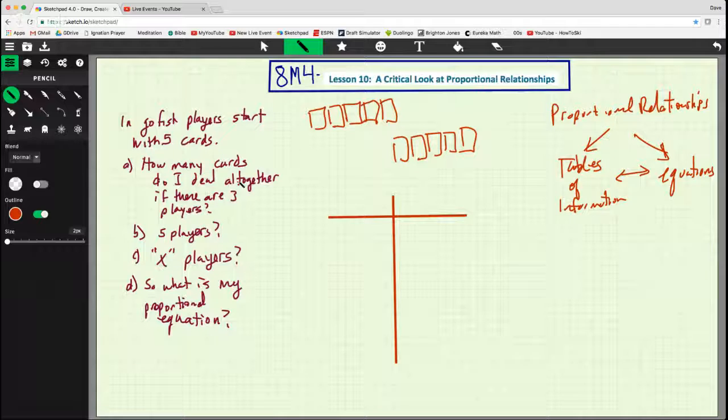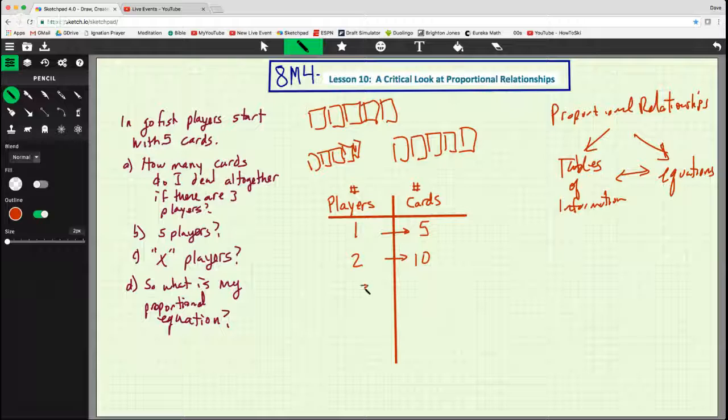So in this case, I want to build a proportional relationship between my players and my cards. Let's have one column be the number of players, and in the other column, we'll have the number of cards. So we've already decided if we have one player, we have 5 cards. And here we see if we have 2 players, we have 10 cards. If we have 3 players, we have 15 cards. If we have 4, I heard someone say 20 cards. Now this is our table of information.